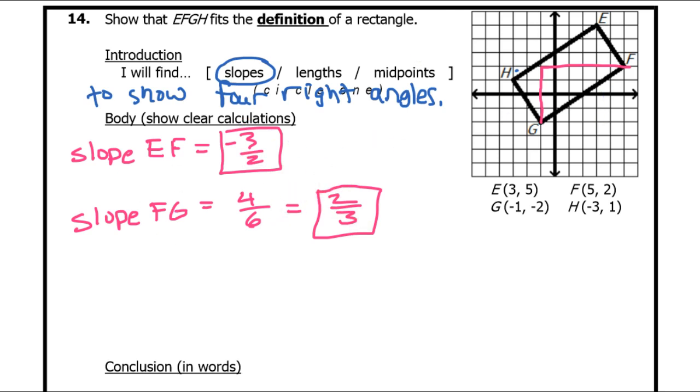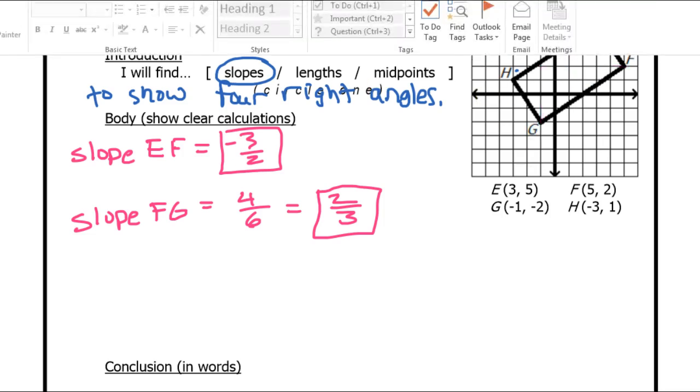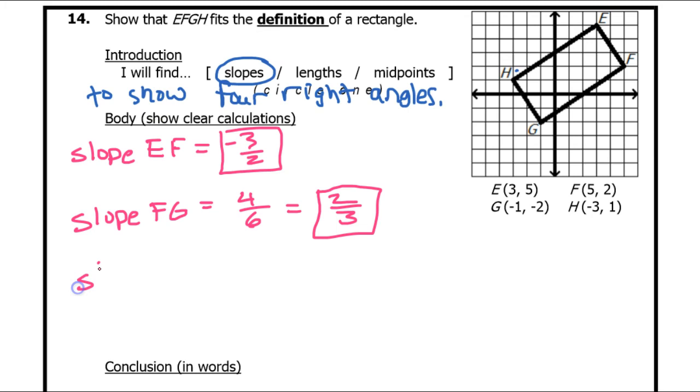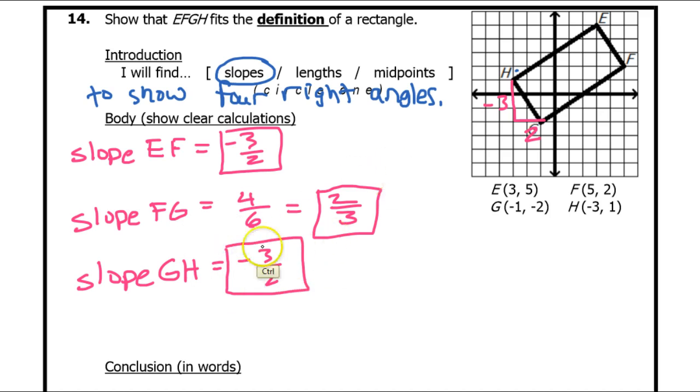Let's move on to slope GH. Okay, slope GH. So let's do rise over run. That's down 3, right 2. So that's negative 3 over 2. All right, now of course these two again are opposite and reciprocal. So that means FG and GH are perpendicular.